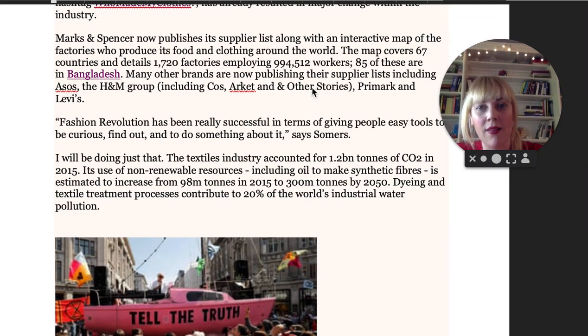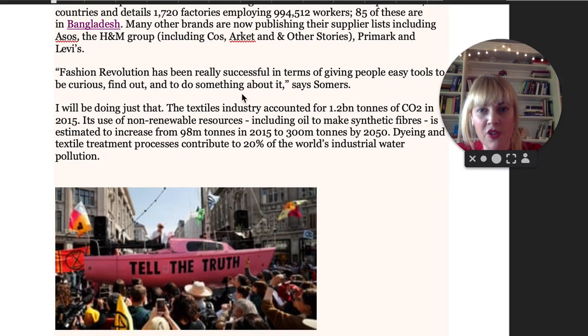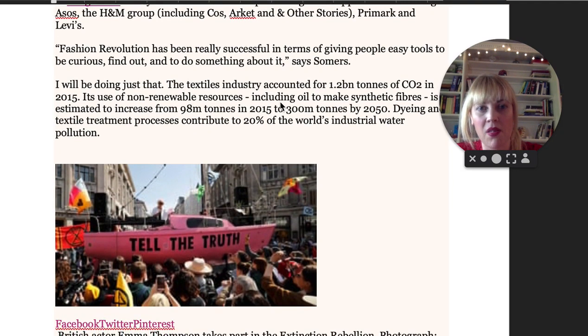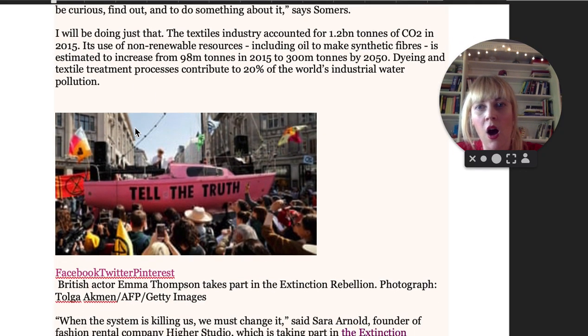Many other brands are now publishing their supplier lists, including ASOS, the H&M Group, including COS, Arket, and other stories, Primark and Levi's. Fashion Revolution has been really successful in terms of giving people easy tools to be curious, find out and do something about it, says Summers. I will be doing just that.